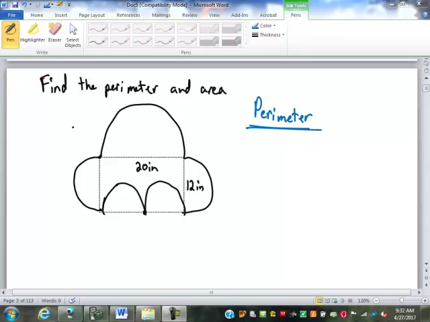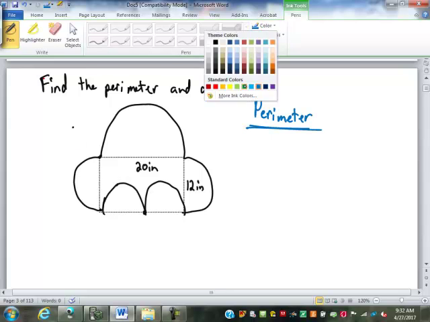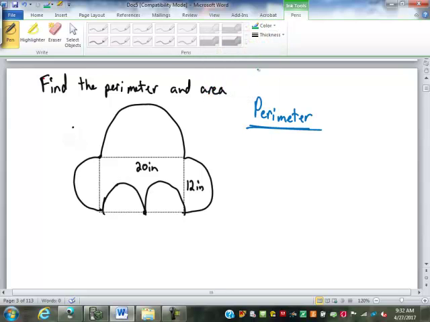Just to make sure we're heading in the right direction here, finding the perimeter of this. What we have here are 5 half circles. All of them are half circles, but there are several different diameters that we're dealing with.